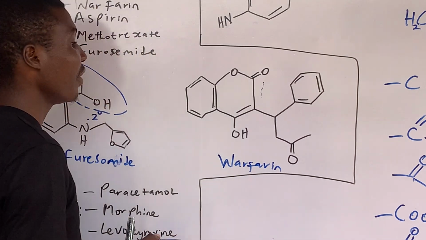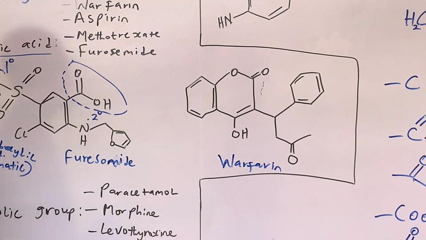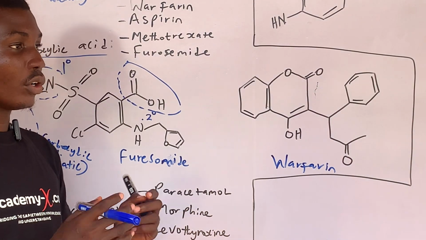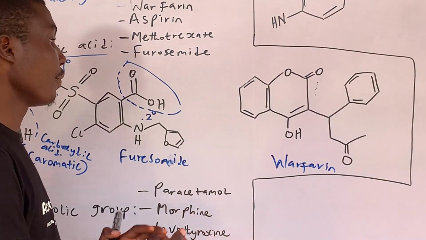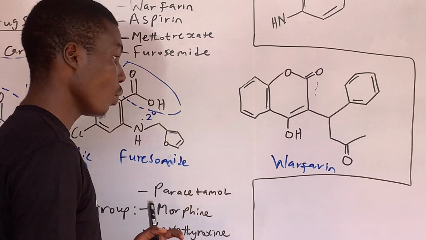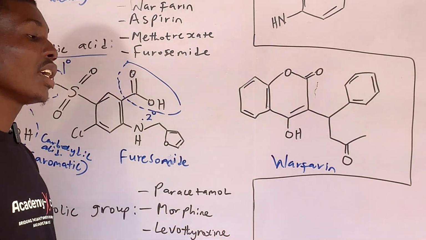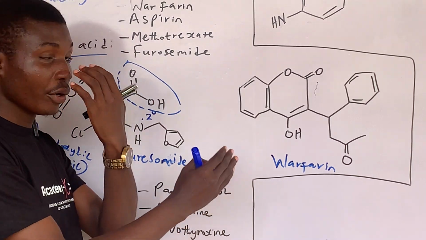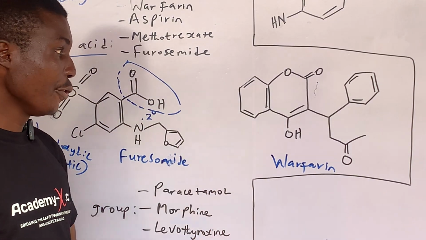Alright, so warfarin is an acidic drug. It's usually used as an anticoagulant, used to make the blood much thinner, and for several other purposes. So what are the functional groups we have in warfarin? In warfarin here, you can find the C double bonded to C aromatic group in the ring system.